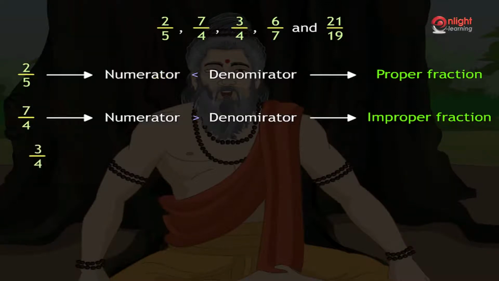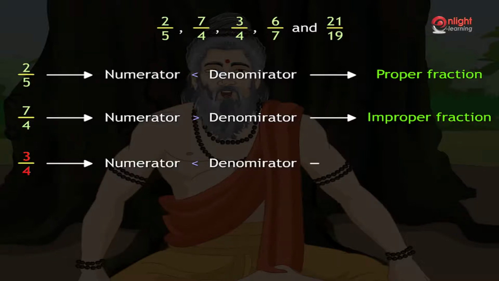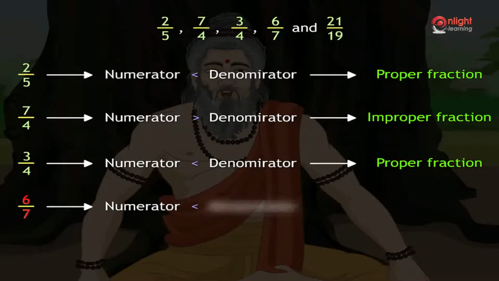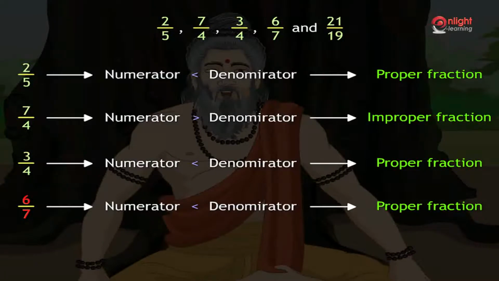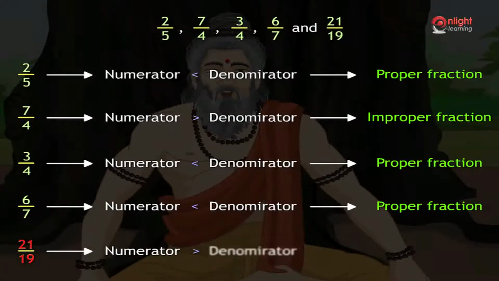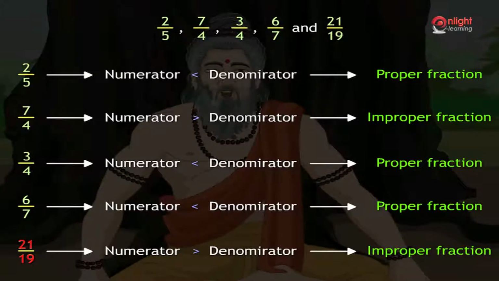In 3 by 4, the numerator 3 is less than denominator 4, so it is a proper fraction. In 6 by 7, the numerator 6 is less than denominator 7, so it is a proper fraction. In 21 by 19, numerator 21 is greater than 19, so it is an improper fraction.